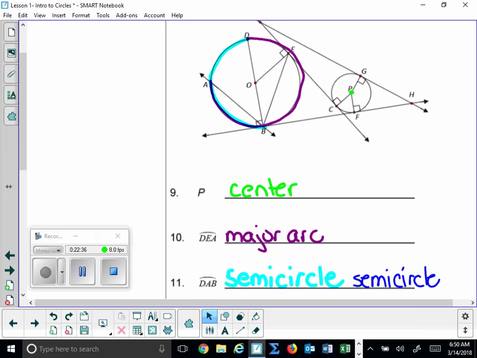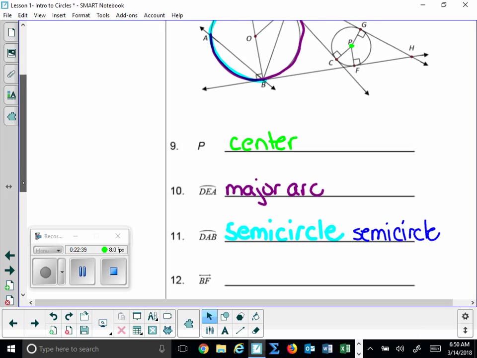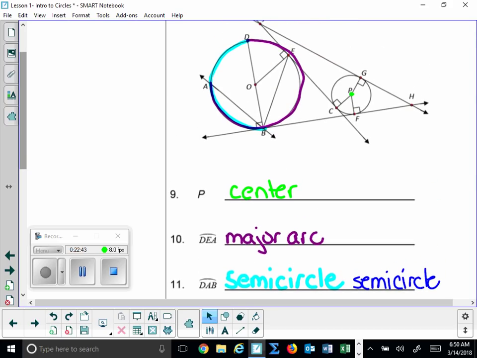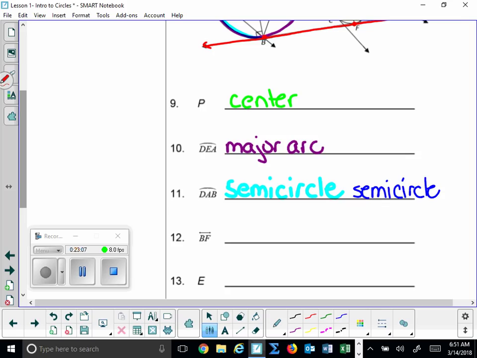What's next? Number 12, BF. All right, here's B, here's F. B is a point of tangency. F is a point of tangency. So this is a common tangent because it connects two. If I do that imaginary line between the centers, it does not cross that imaginary line. So this is a common external tangent.